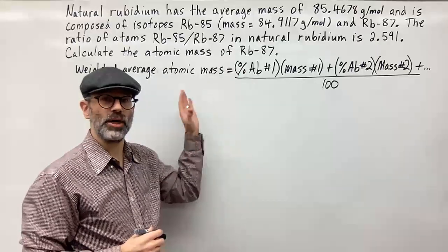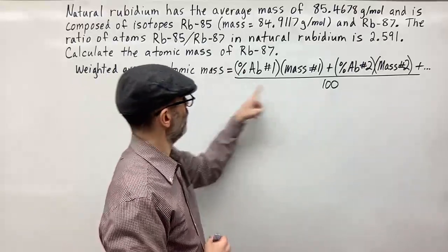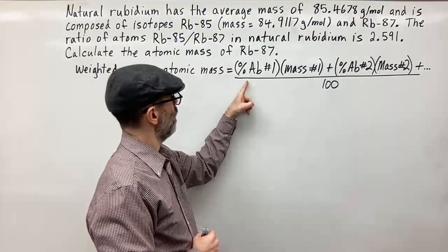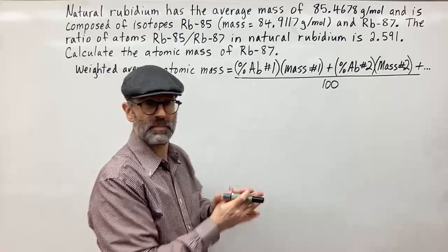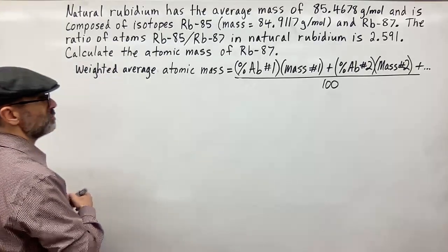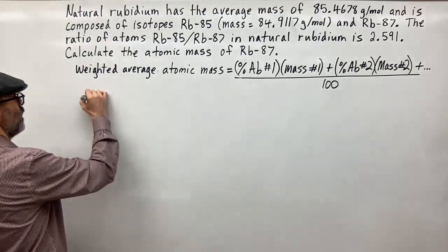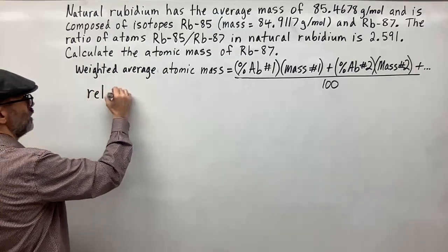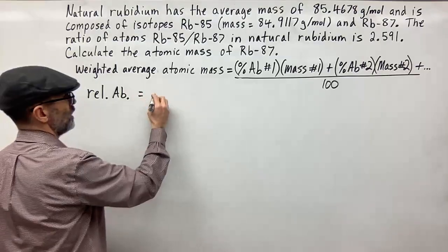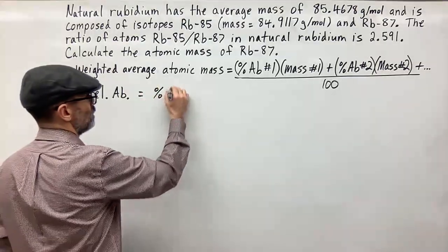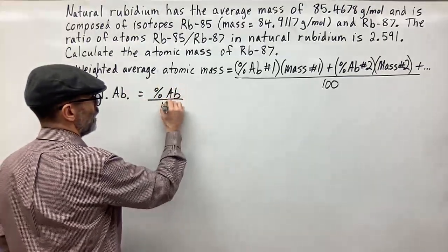So I can rewrite this. I can take the 100, divide this percent abundance by 100, and that'll give me the relative abundance. So here I'll just write this out. The relative abundance is going to be equal to the percent abundance divided by 100.